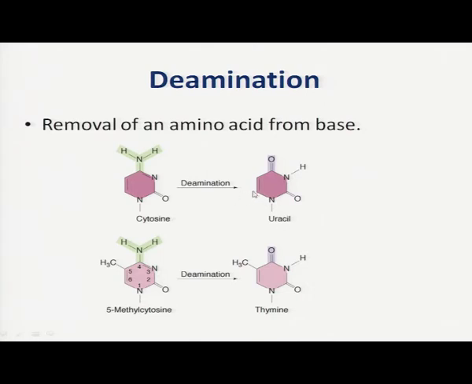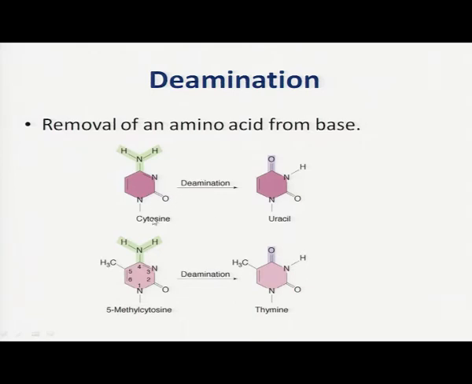this is the reason why DNA has thymine instead of uracil. You can see, if there were no thymine in DNA and uracil were there, it would be quite difficult to identify which one is the original uracil and which one has been converted from cytosine. So, DNA has thymine instead of uracil because of this particular reason.